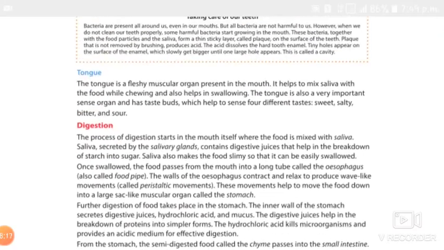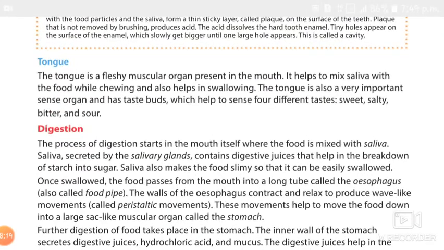The tongue is a fleshy muscular organ. The tongue has approximately 10,000 taste buds. These taste buds are present all over the tongue, but our ability to taste comes from the taste buds present mainly on the tip, sides and back of the tongue.